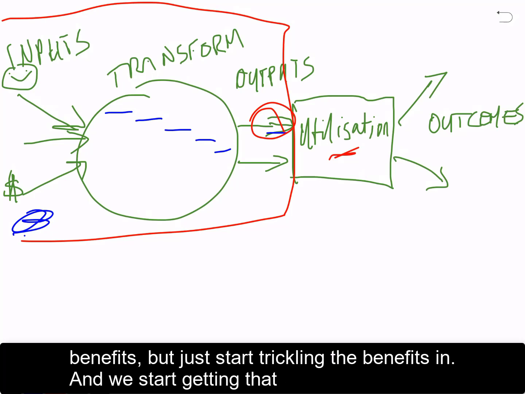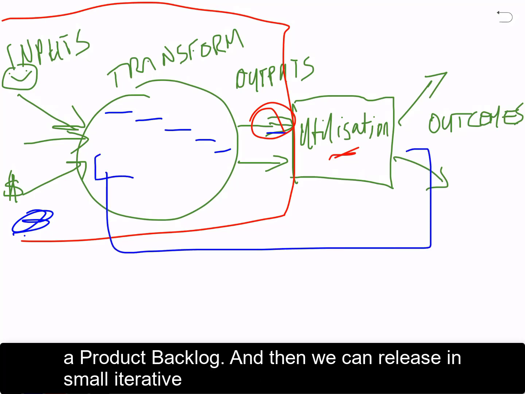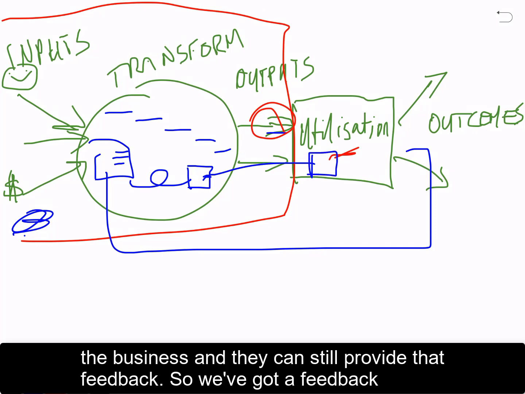And we start getting that feedback loop that we're then able to put back into a product backlog. And then we can release in small iterative steps another version that is utilised by the business and they can still provide that feedback. So we've got a feedback loop.